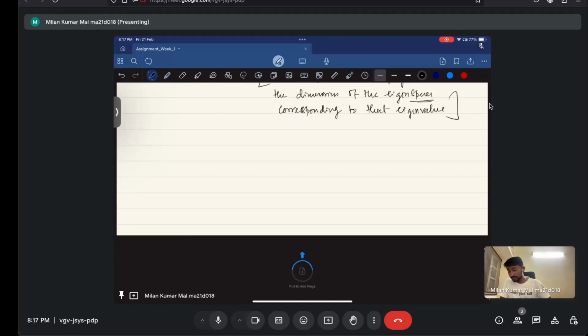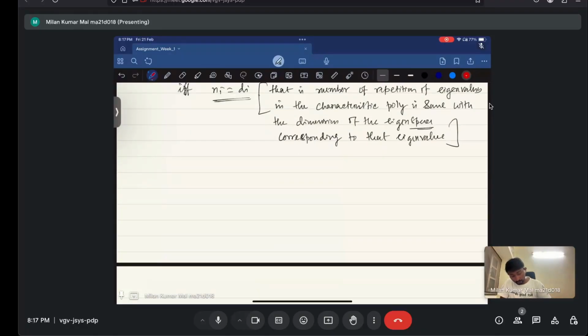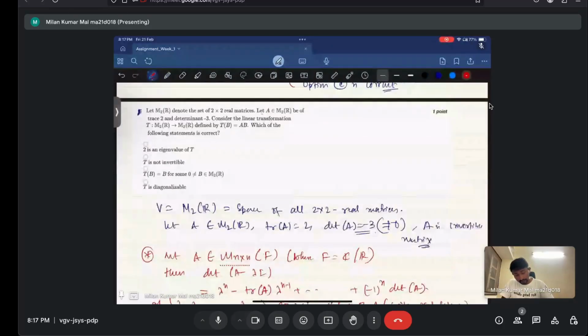So let's get back to the problem. What was the problem? I'll just write the matrix here. Here it is said that let A be the matrix with trace 2 and determinant 3. So these are the options: 2 is an eigenvalue of T, T is not invertible, TB equals B for some B, and T is diagonalizable.